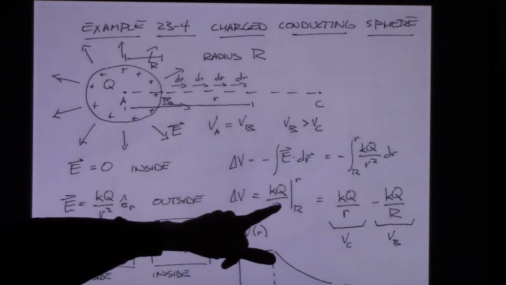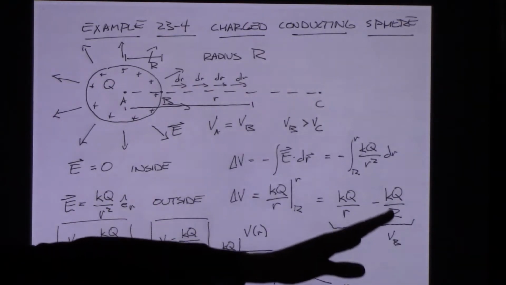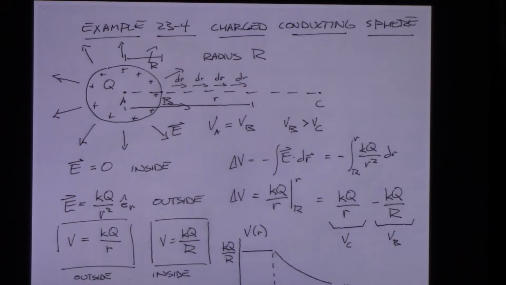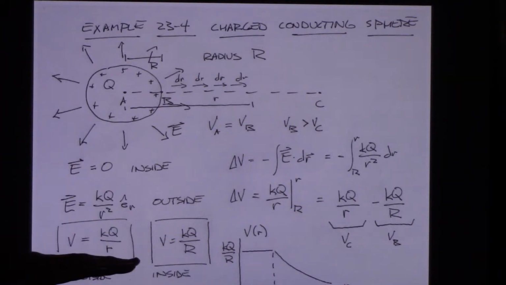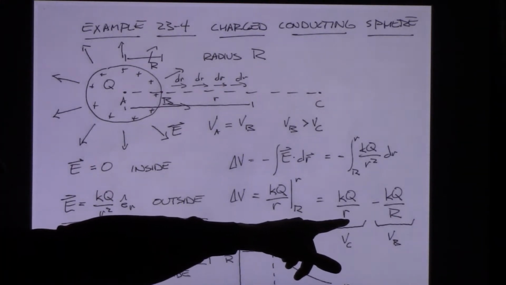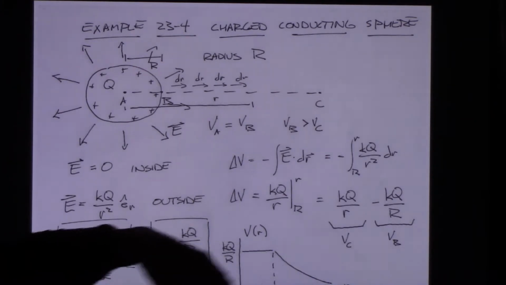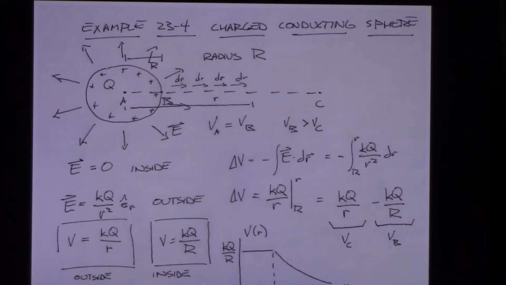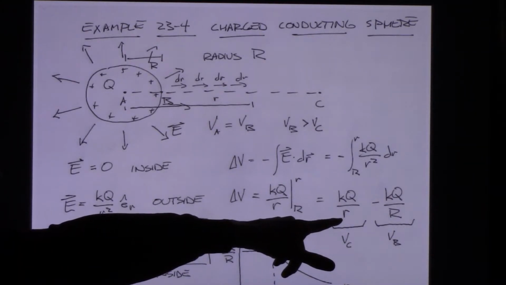So that's what we're going to do here. We're going to integrate from the surface, point B, out to an arbitrary point out in space. And what this tells us is that the difference in potential will be given by this expression. If we allow little r to go all the way out to infinity, the potential becomes 0. So at r equals infinity, the electric potential becomes 0.